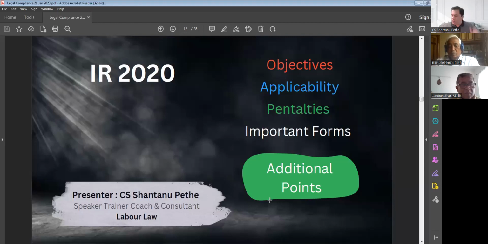So let's move to the Industrial Relations Code 2020. This is the second code. Again, we will cover objective, applicability, and penalties, which are important.